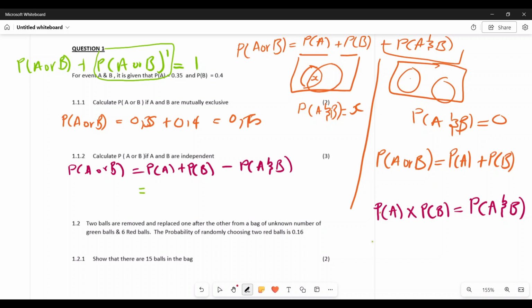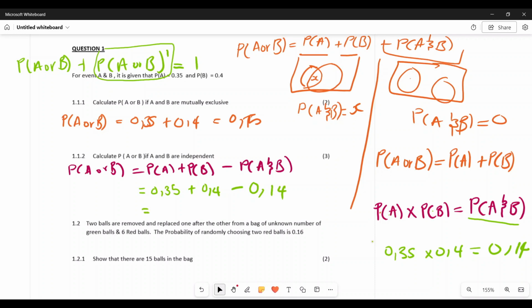So my probability of A is 0.35 plus my probability of B, which is 0.4, minus, now I need to calculate my probability of A and B. I said if these two events are independent, to get my probability of A and B, I need to multiply their two probabilities. So 0.35 multiplied by 0.4 should be equal to my probability of A and B happening. So this will be equal to 0.14. This is my probability of A and B if these two events are independent from one another. So here, minus 0.14.